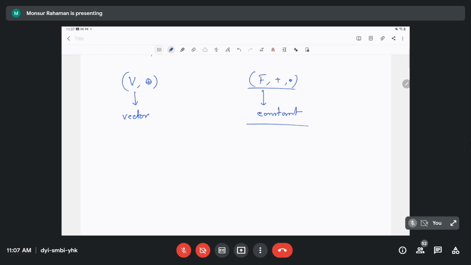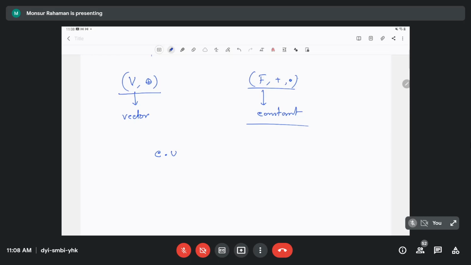These are two different sets. This is called a vector space with respect to this field, but I'm not finished yet. So this has to be an abelian group with respect to this operation. And now there is a mixing condition with F and V. So if you multiply a constant with a vector, you will find another vector. This is a main condition.